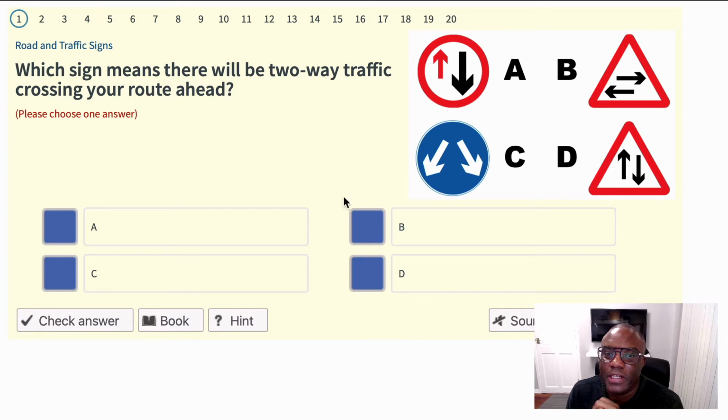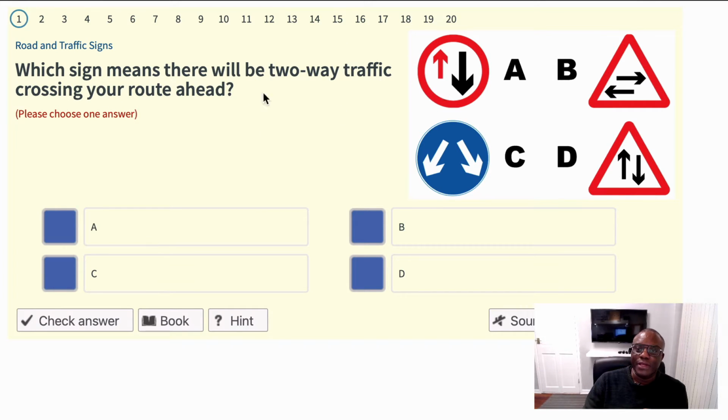So this practice session and this video session is going to be about road signs because most students on my course struggle with road signs. So as I said, I'm going to break it down in a bit more detail depending on the questions that get thrown up because I have no idea what questions are coming up. So the first one, which sign means there will be two-way traffic crossing your route ahead? So just to repeat that question again, which sign means there will be two-way traffic crossing your route ahead?